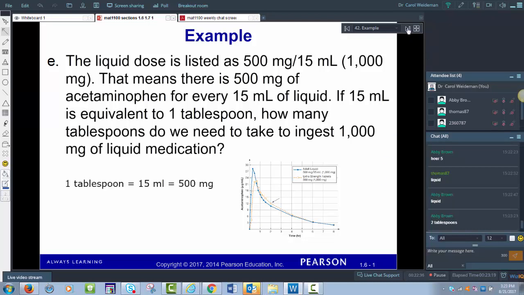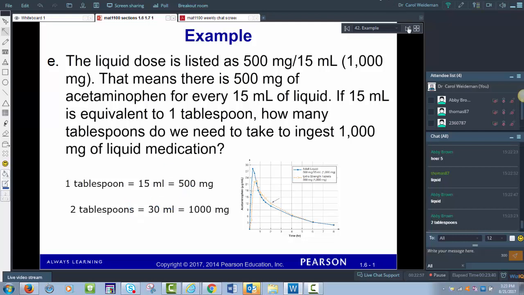Yeah, so 1 tablespoon has 15 mLs, which is 500 milligrams. So in order to get 1,000, Abby's right, we'd have to take 2 tablespoons. So kind of like taking 2 pills, because Tylenol generally I think is about 500 milligrams per pill. So when it's liquid, they put it in a tablespoon. So you have to take 2 tablespoons.